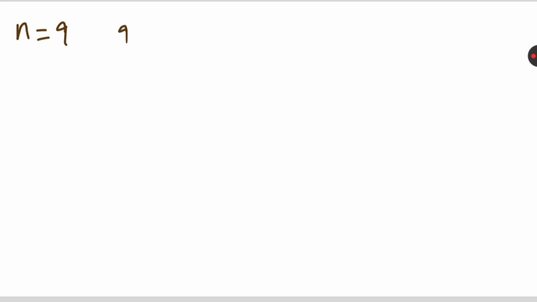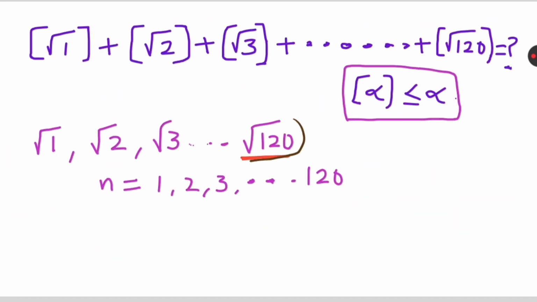That means you need to take 9 power 2 less than or equal to n less than 10 power 2. So 9 power 2 is nothing but 81, and 10 power 2 is nothing but 100. The given question is up to 120. So 120, this perfect square lies in between 10 square and 11 square. 11 square is 121 and 10 square is 100.